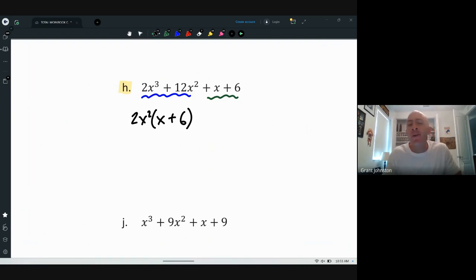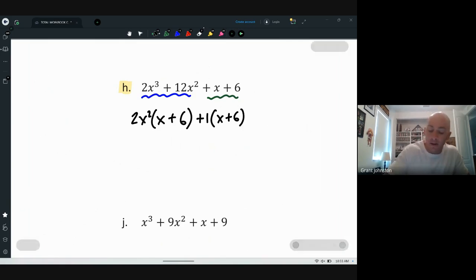And then what I underlined in green is super strange because there's really not a greatest common factor with x plus 6. Like, that's just a 1x. So what you can do is just factor out a 1. This may seem really stupid, but you can just factor out a 1. Because 1 times x plus 6 is just x plus 6. So now that allows you to group those two.